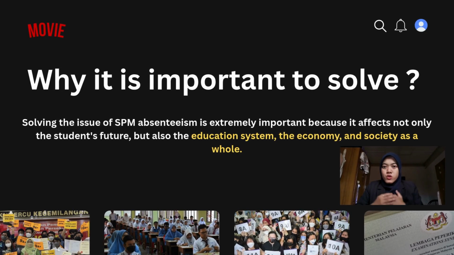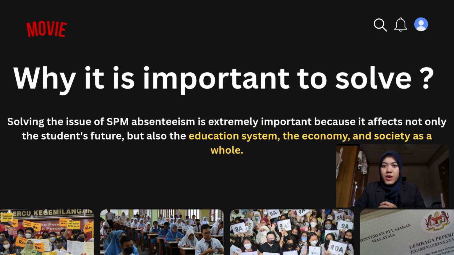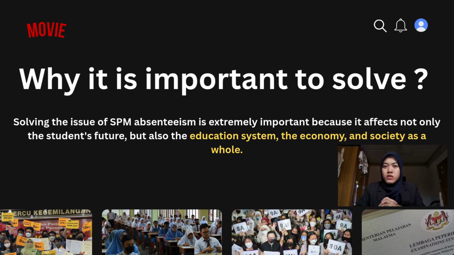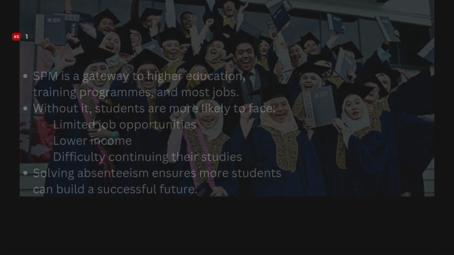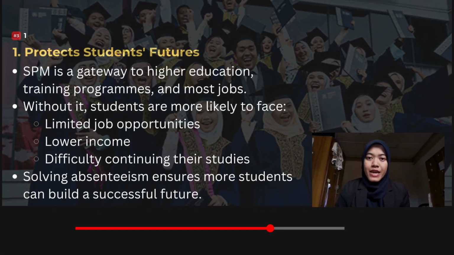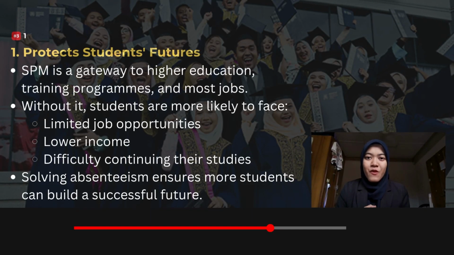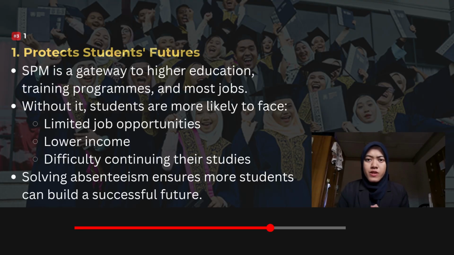Why is it important to solve? Solving the issue of SPM absenteeism is extremely important because it affects not only the students' future but also the education system, the economy, and society as a whole. First, protect students' future. SPM is a gateway to higher education, training programs, and most jobs. But if students do not sit for SPM, they may face many problems. For example, limited job opportunities. Without SPM, a person may not be able to apply for a government job or even basic jobs like clerk, police, or technician. Most companies ask for at least SPM results.